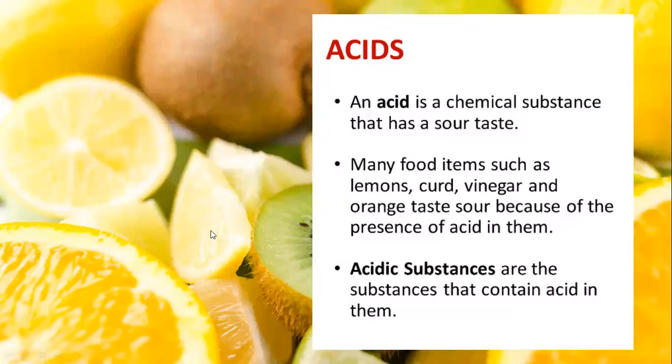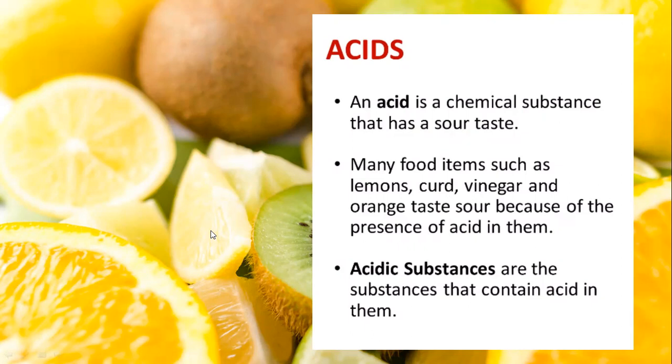So what is an acid? An acid is a chemical substance that has a sour taste. Many food items such as lemons, curds, vinegars and oranges taste sour because of the presence of acid in them. We have all tasted lemons and curd, and curd, especially when you have left it outside without keeping it in the refrigerator for too many hours, will start tasting sour. Similarly, orange. So these substances have acids in them, hence they are acidic in nature.